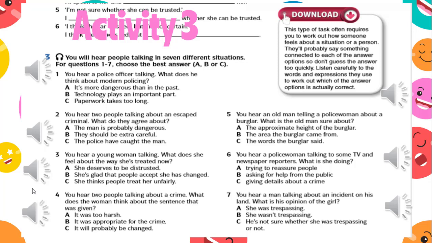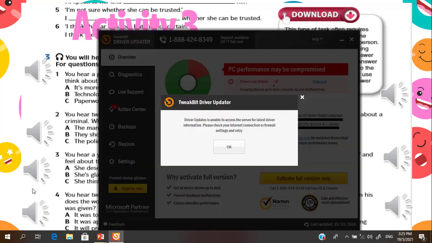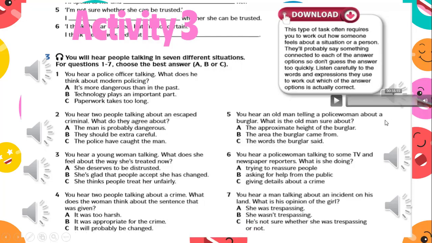Alright, this is your last task for listening. Firstly, let's read together the information in the download box there. Right, this type of task often requires you to work out how someone feels about a situation or a person. They will probably say something connected to each of the answer options, so don't guess the answer too quickly. Listen carefully to the words and expressions they use to work out which of the answer options is actually correct.